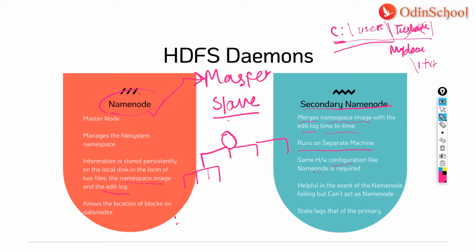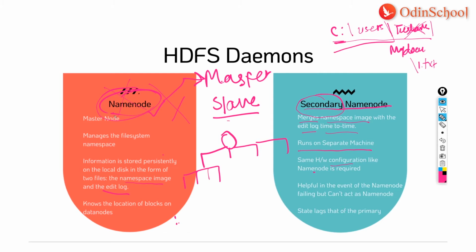It should have more RAM, because this metadata is always stored in the name node's memory. So you will give more RAM to these particular daemons compared to the data node. Then it will be helpful. Secondary name node would actually be taking backup. Why? Because in our architecture, the name node is the master, and if the master fails for some reason, if that machine is down.